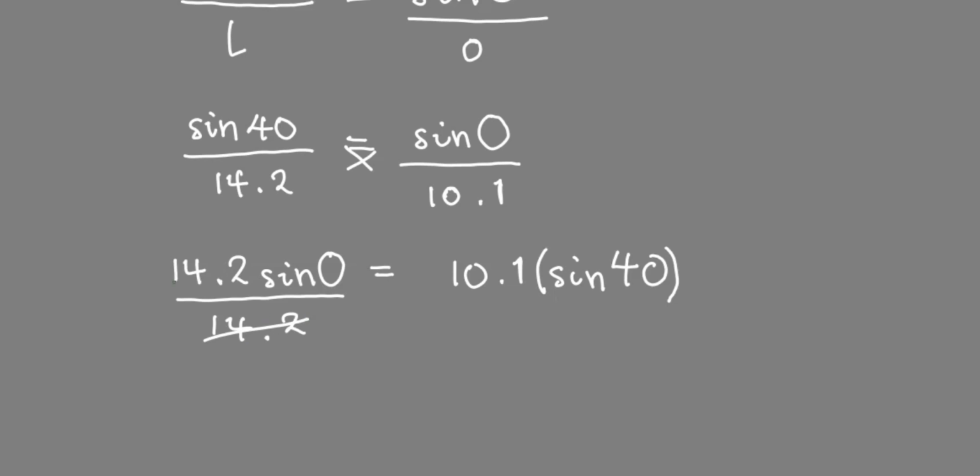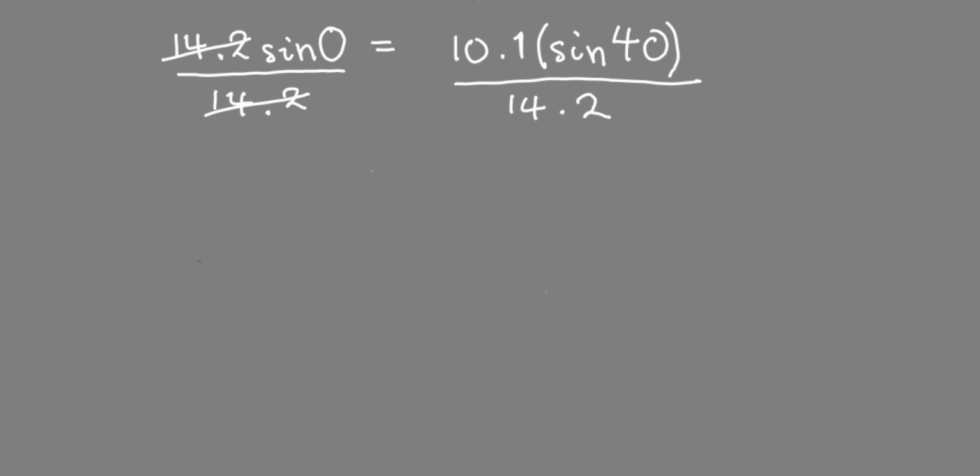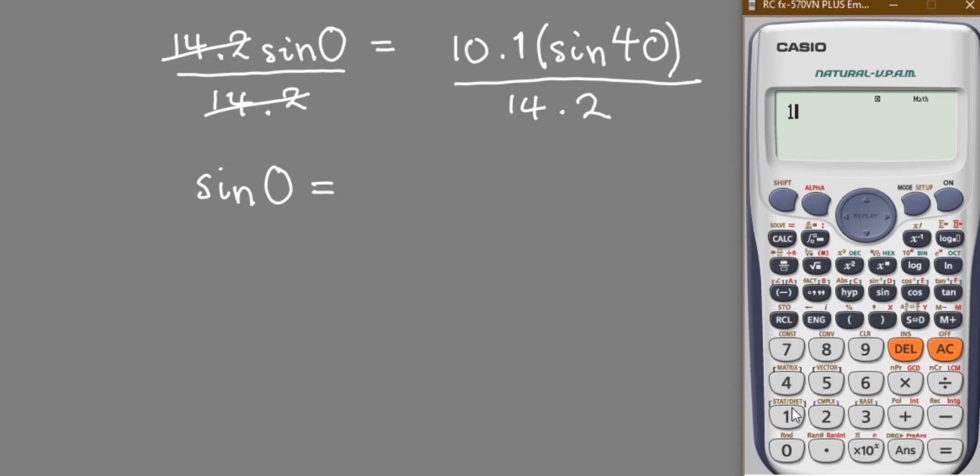Obviously on this side, this 14.2 is going to cancel out. And then this side we're going to have 14.2 since we divided both sides by 14.2. And then work out this and find its value and equate it to sine O. Sine O is going to be equal to, and then we multiply that by sine 40.